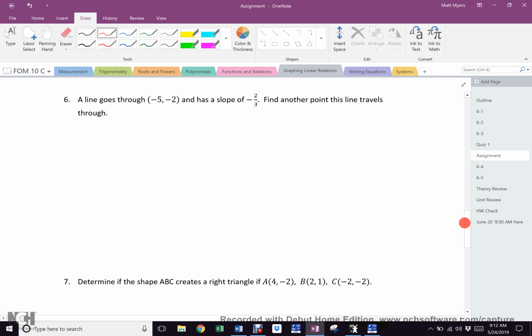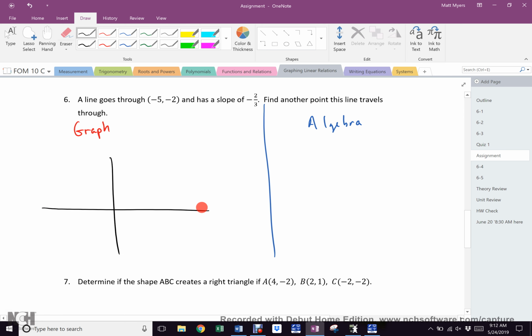To do number 6, you have 2 choices. I, of course, am going to do both. You could graph it, or you could do algebra. I'm going to graph first. The line goes through (-5, -2). Where is (-5, -2)? On the left, yes? Going to go over 1, 2, 3, 4, 5, and down 1, 2. Does everyone agree that I'm at (-5, -2)? Okay. The slope is -2/3.